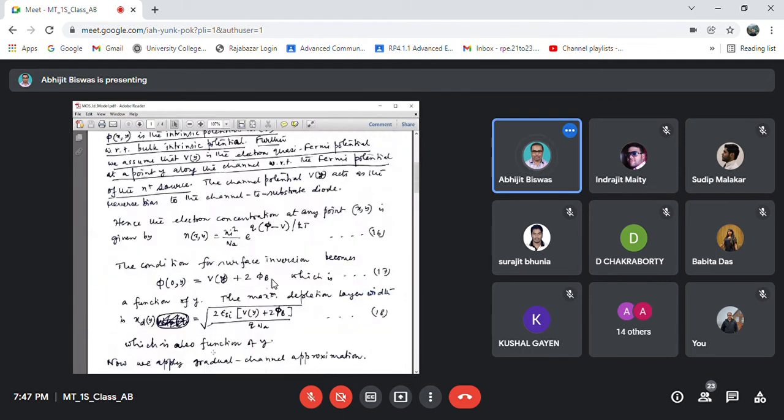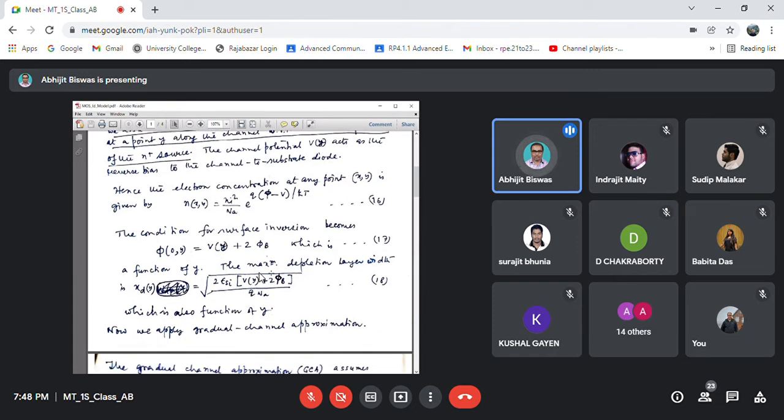So therefore, while calculating the electron concentration at any point xy, we can write n(x,y). It is the electron concentration at the point xy that is given by ni square by NA e to the power q (electrostatic potential minus reverse bias V) divided by kT. So this equation is very important, equation number 16. So if you have any doubt, you can ask me.